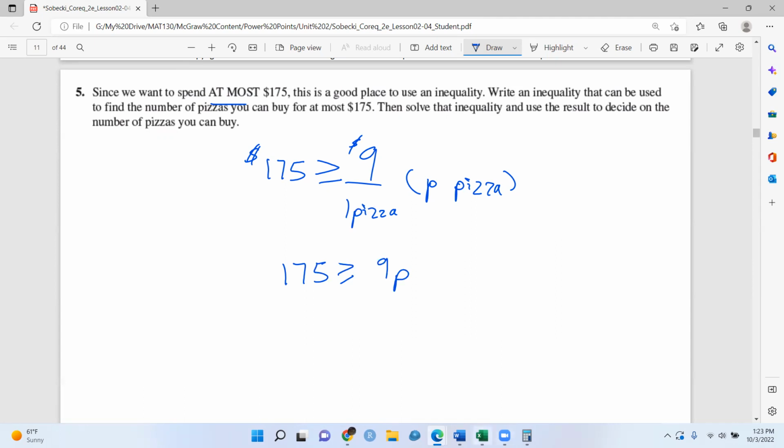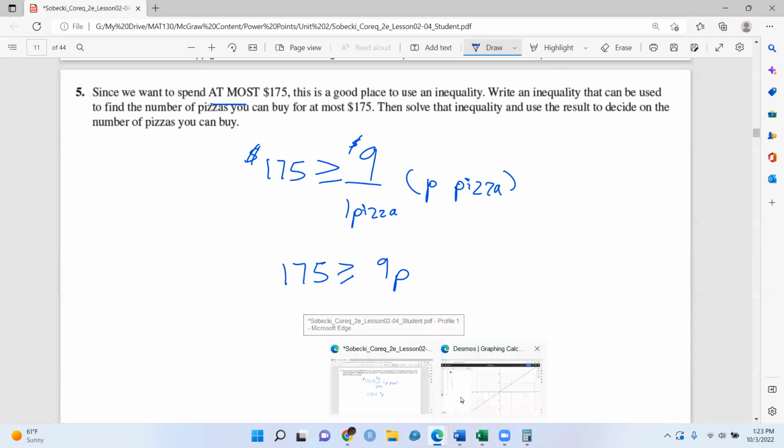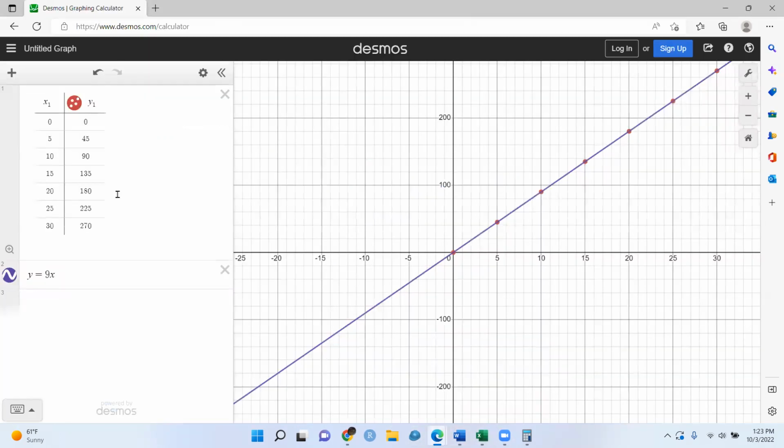And really, if we go back to our table, we kind of already know the answer, right? Because 175 is somewhere between 15 and 20 pizzas. We already know it's 19. The question is, what's the exact cost for those 19 pizzas? Well, we could just type 19 in, right? No, we can't type it there. We could just type here 9 times 19, and we get our exact 171.